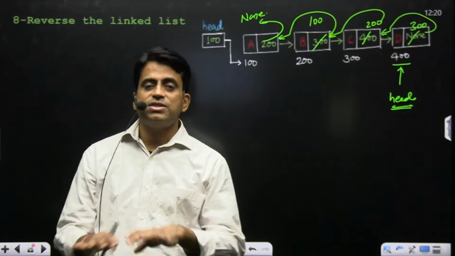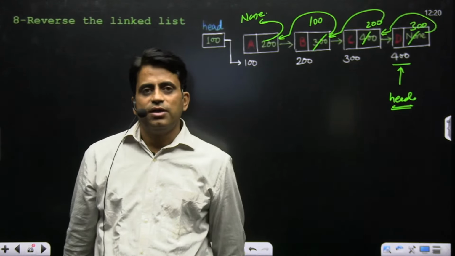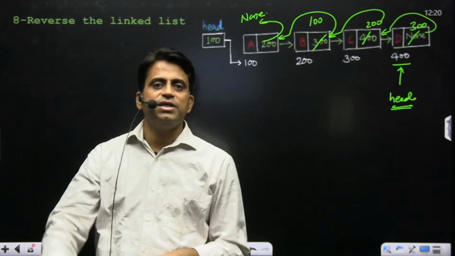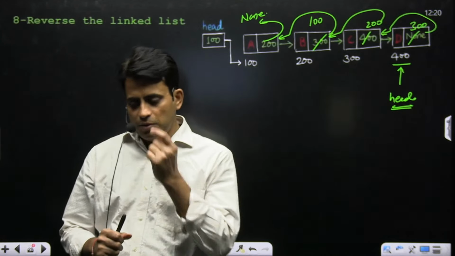Okay, so sir, what will be the complexity, बच्चे? You have to traverse the entire linked list, right student? You have to reverse the entire linked list, not display. So time complexity is order of n. Understood?